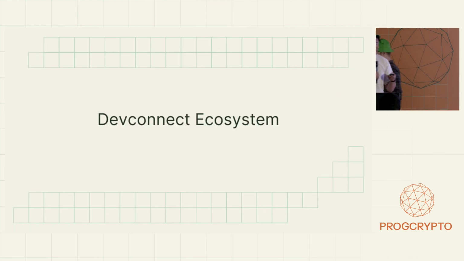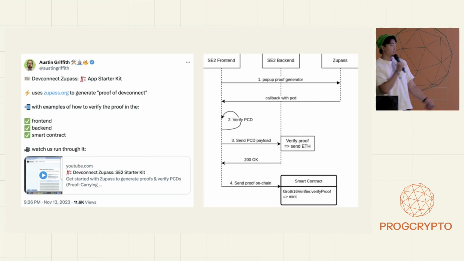Cool. So you've all been at Devconnect for 5 days or so now. So you might have seen some of these Zupass-based interactions. Obviously, you had to use Zupass to actually get into PROGCRYPTO. But here's just a bit of an overview of the other applications that have built on top of Zupass and use ZK applications in that way. So kicking it off with Austin Griffith, who built Scaffold ETH.